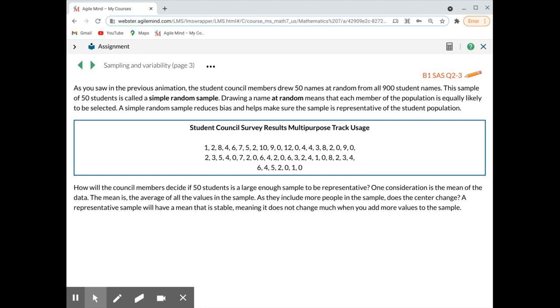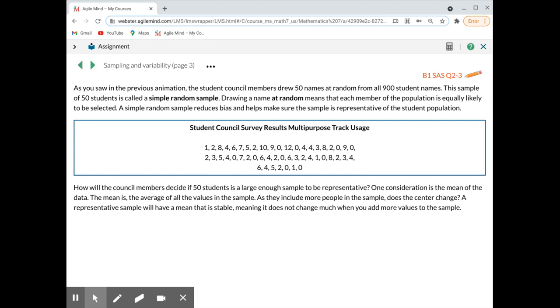How will the council members decide if 50 students is a large enough sample to be representative? One consideration is the mean of the data. The mean is the average of all the values in the sample. As they include more people in the sample, does the center change? A representative sample will have a mean that is stable, meaning it does not change much when you add more values to the sample.